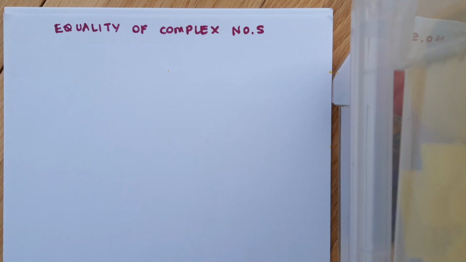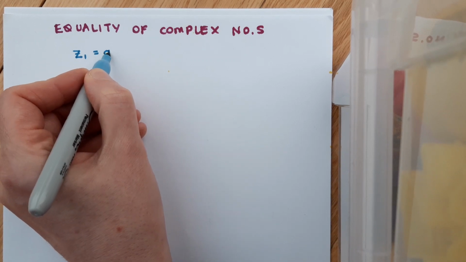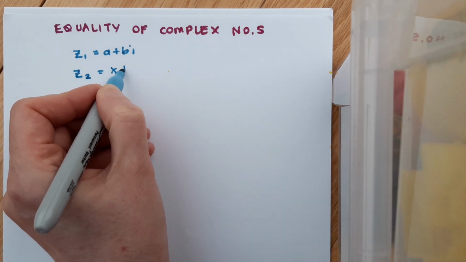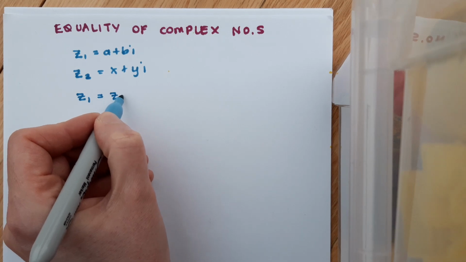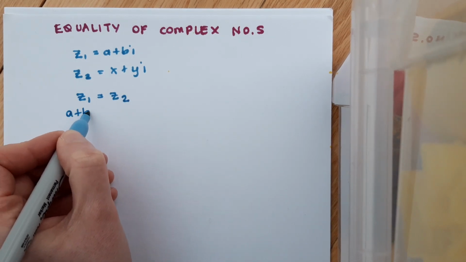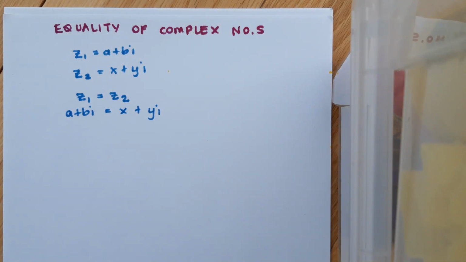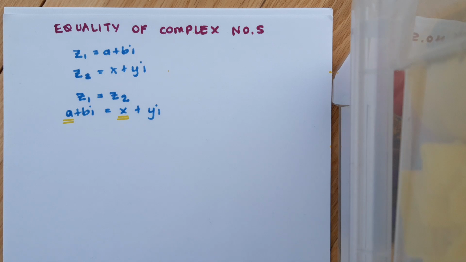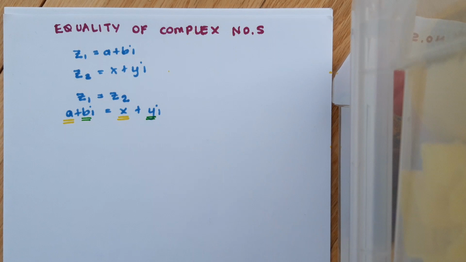This video is about the equality of complex numbers. If I have two complex numbers, z1 is a plus bi and z2 is x plus yi, and if those two complex numbers are equal, so z1 equals z2, so if a plus bi equals x plus yi, then I know for a fact that the real part of z1 must equal the real part of z2, and the imaginary part of z1 must equal the imaginary part of z2.